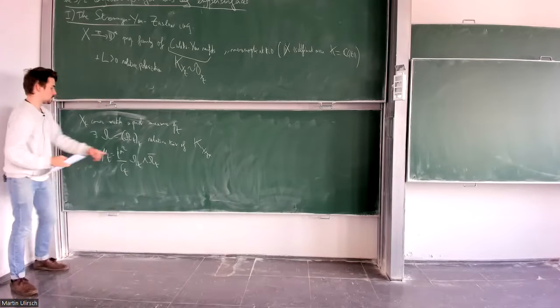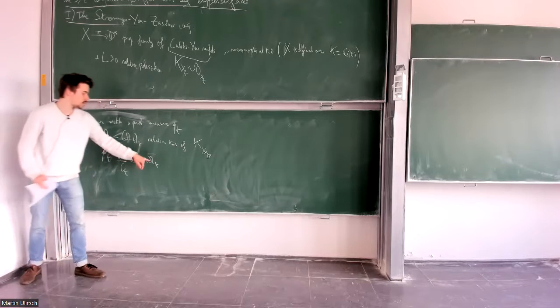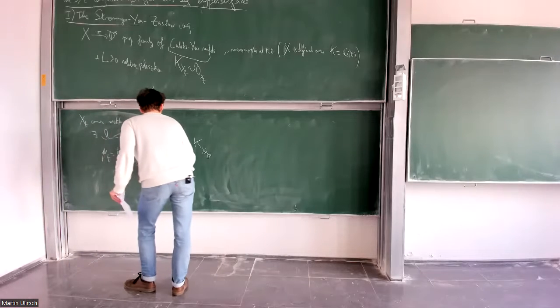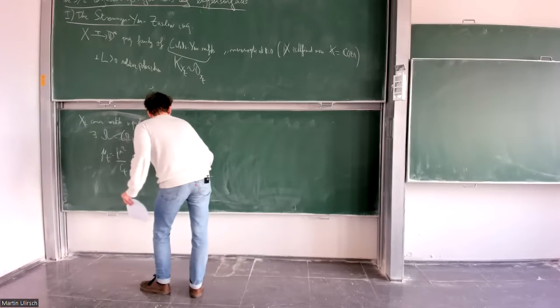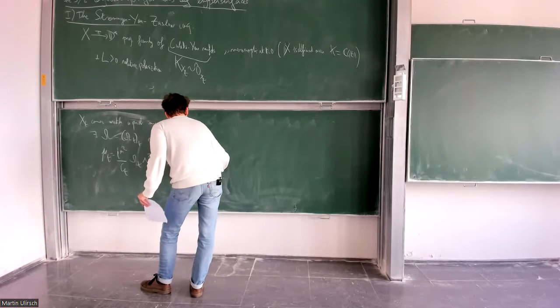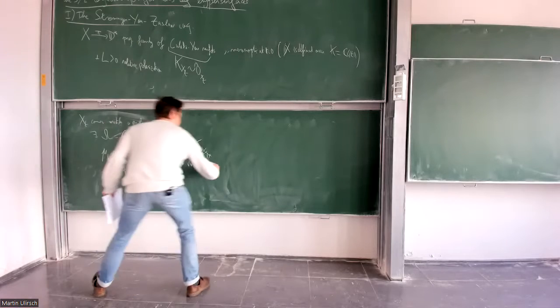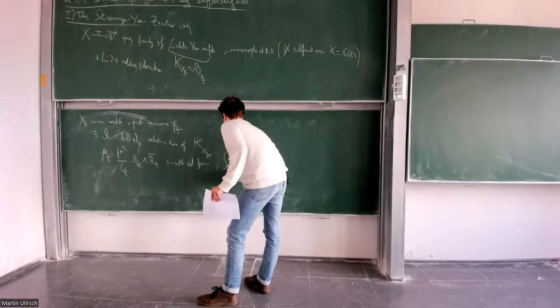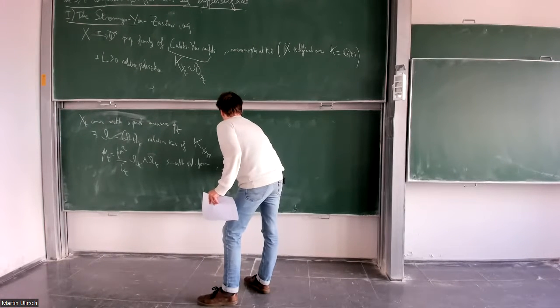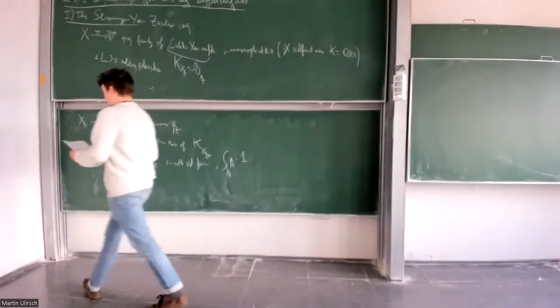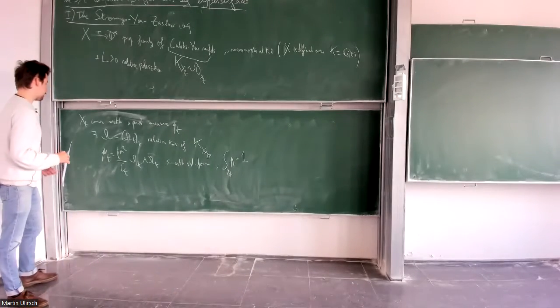So this is a holomorphic n form on Xt. So this is a smooth volume form, and I normalize everything such that the integral over Xt of mu t is equal to 1. So I normalize it to be a probability measure.